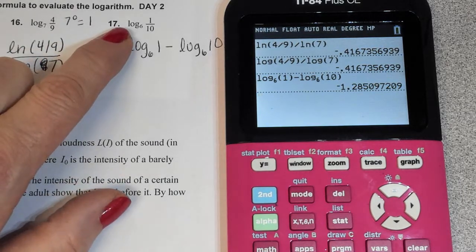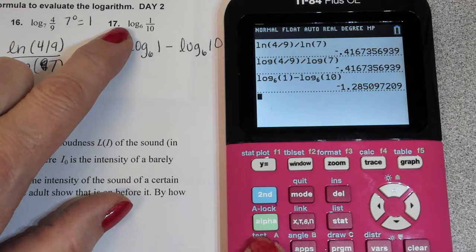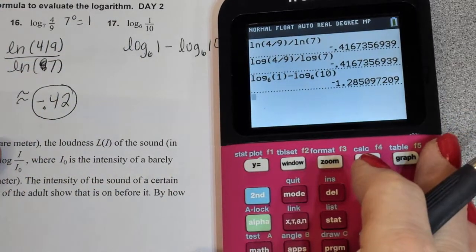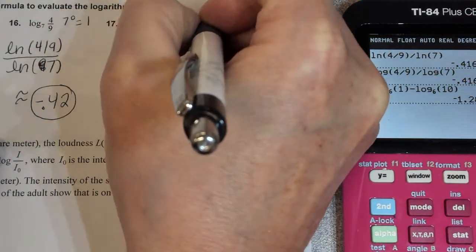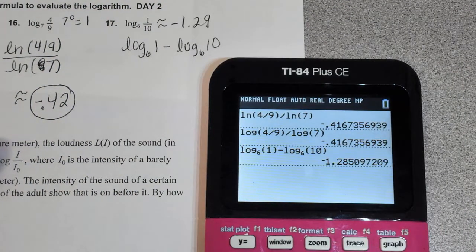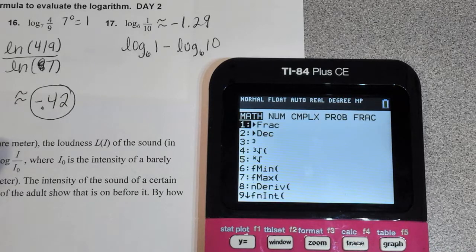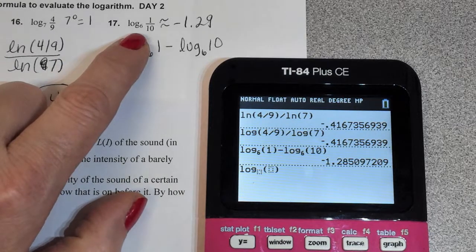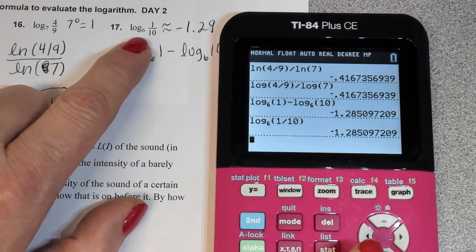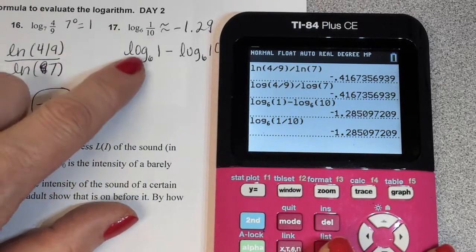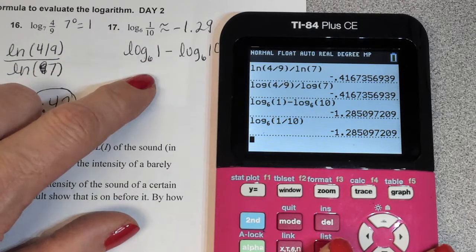But it would have been a lot easier just at the very beginning. Let's jot this down first. Negative 1.29. But it would have been easier at the very beginning just to do our math, go down here to log base, and just do log base 6 of 1/10. Okay? That would give us the correct answer too. Just kind of showing you all the different ways that these logarithms work. As long as you use the correct property, you're going to get the correct answer.